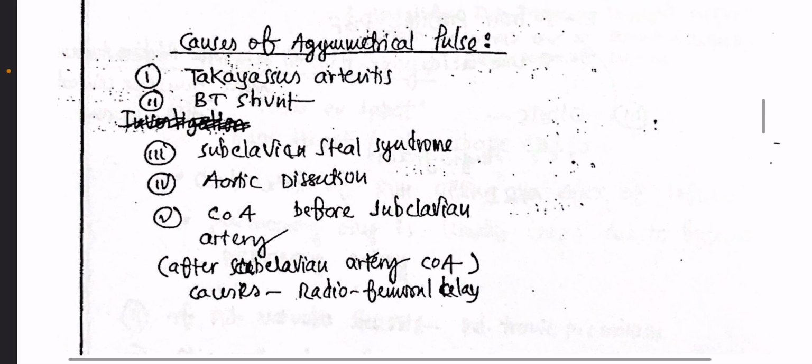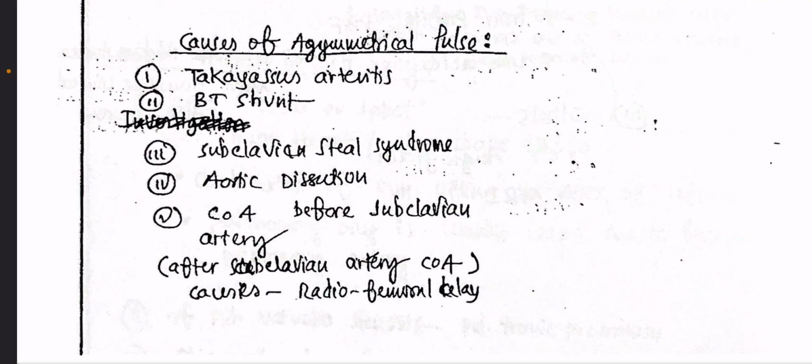Now, causes of asymmetrical pulse. The causes are Takayasu's arteritis, BT shunt, subclavian steal syndrome, aortic dissection, coarctation of aorta before subclavian artery. Coarctation after subclavian artery causes radiofemoral delay.